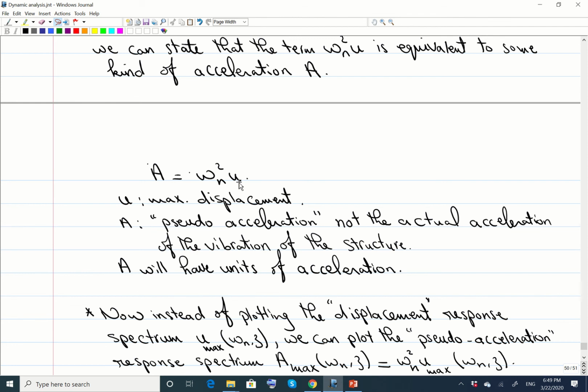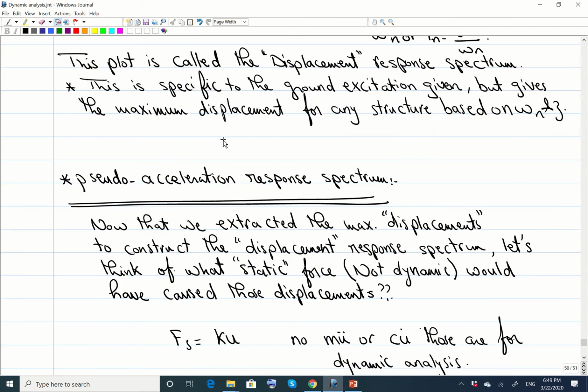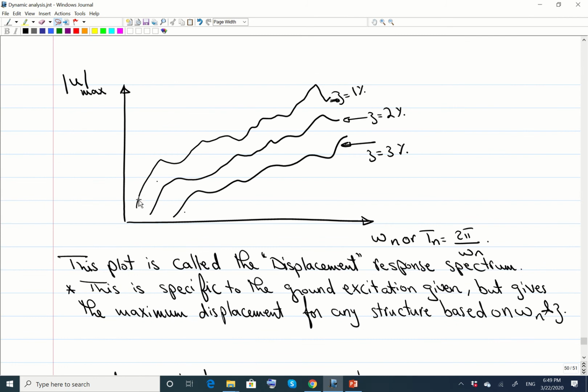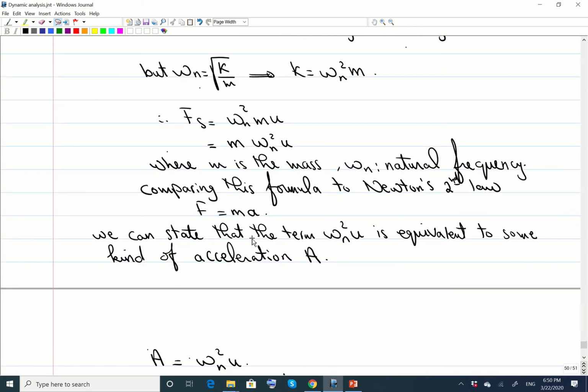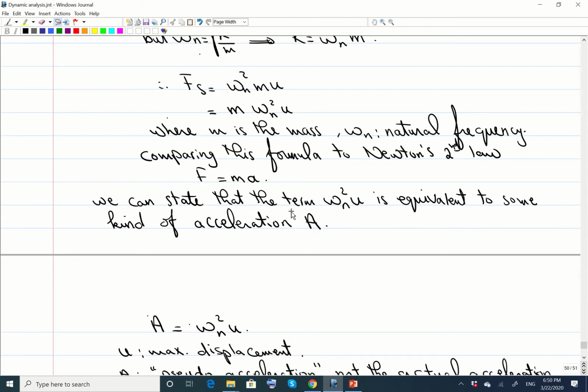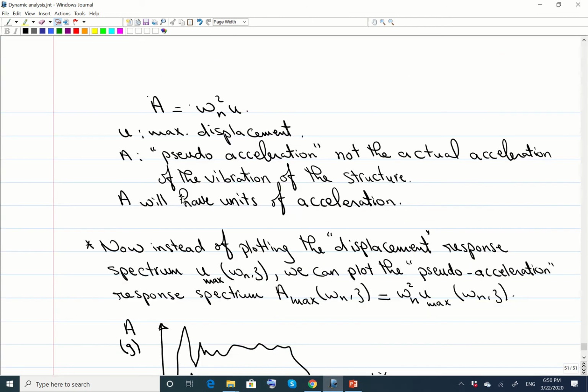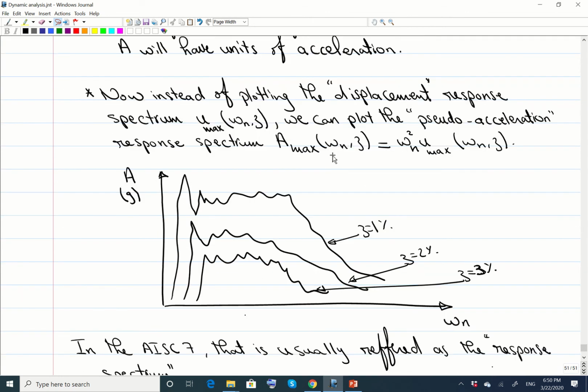Simply, you just have the u, so you have this displacement response spectrum. Each of those points is the maximum displacement at a certain omega over here. If you multiply the displacement by omega n squared, it will give you a, the pseudo acceleration that we're looking for. You multiply the pseudo acceleration by the mass, it will give you the static force that would give you that displacement. So A definitely will have units of acceleration. So now instead of plotting the displacement response spectrum, U maximum as a function of omega n and zeta, we can plot the pseudo acceleration response spectrum, A maximum, as a function of omega n and zeta.